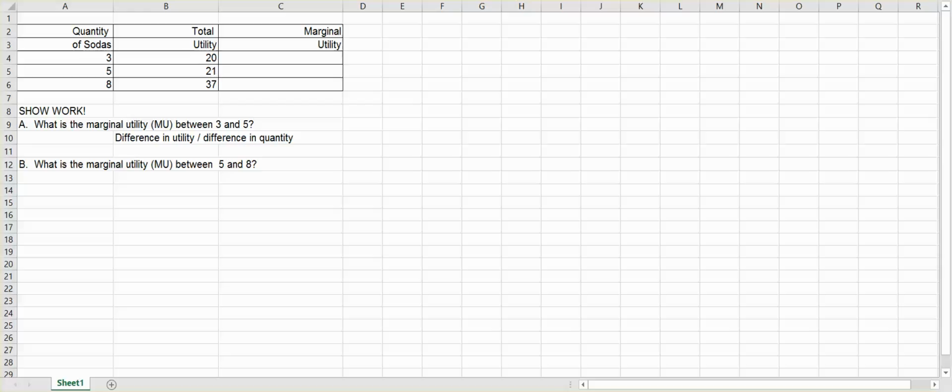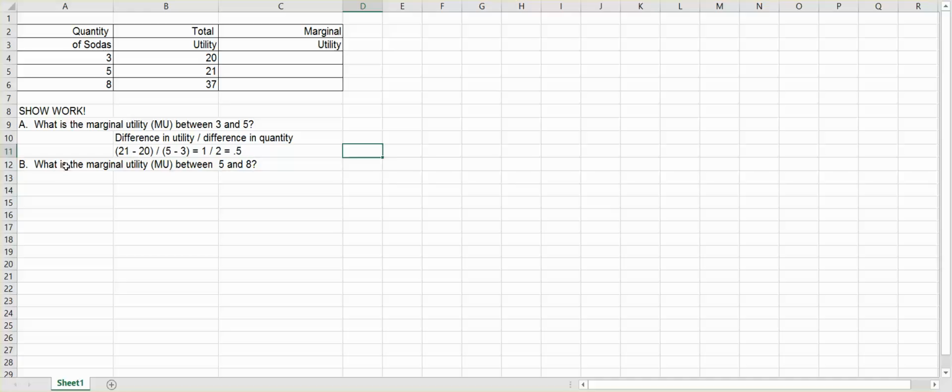So let's take a look at that as a formula. That would be 21 minus 20, our difference in utility, over 5 minus 3, the difference of 2 in the number of sodas. That gives us 1 divided by 2, or 0.5, as the marginal utility.